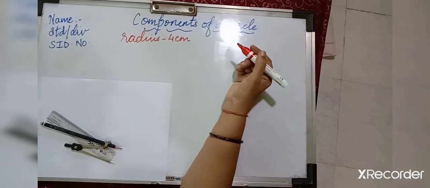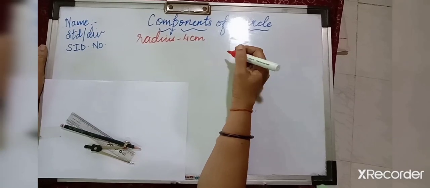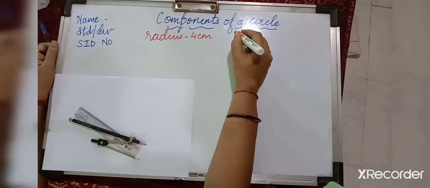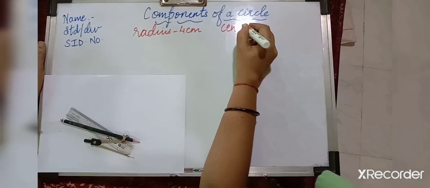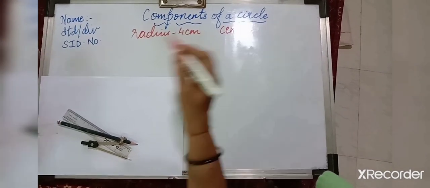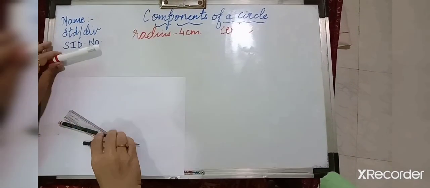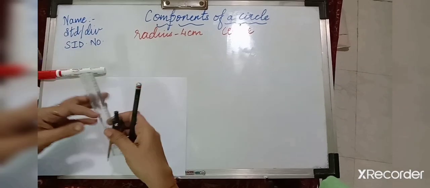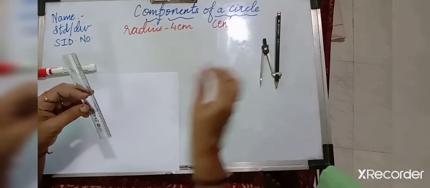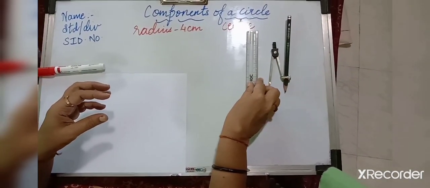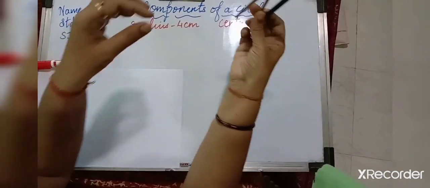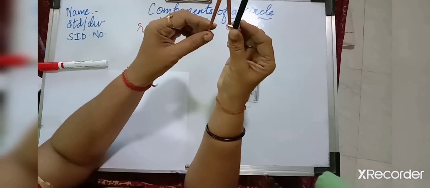Along with that we'll learn the components of a circle. Let us learn about the first component of a circle, that is the center. Now the first thing is, to draw a circle you need a compass, a scale and a ruler. This is a compass to draw a circle.